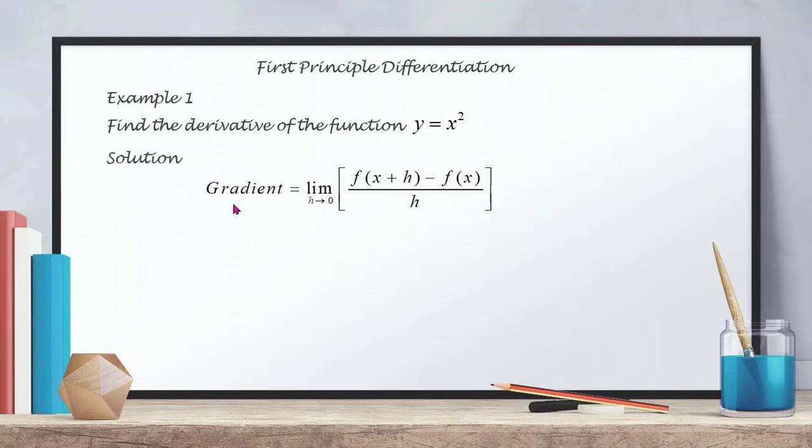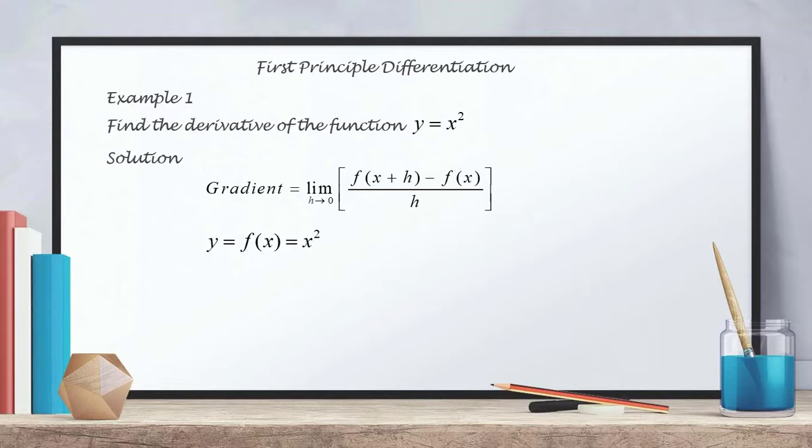Solution. The first thing that we need to do when we are solving the derivative of a function from first principles is to write down the gradient formula, or the formula which we derived through first principles. Secondly, you've got to write down the function as a function of x. So here we've got y is equal to x squared.